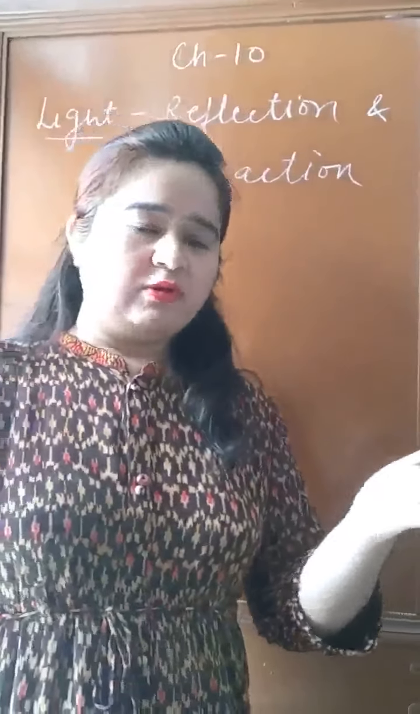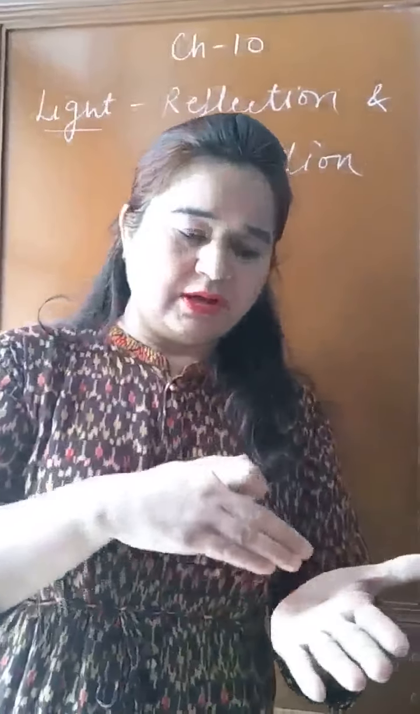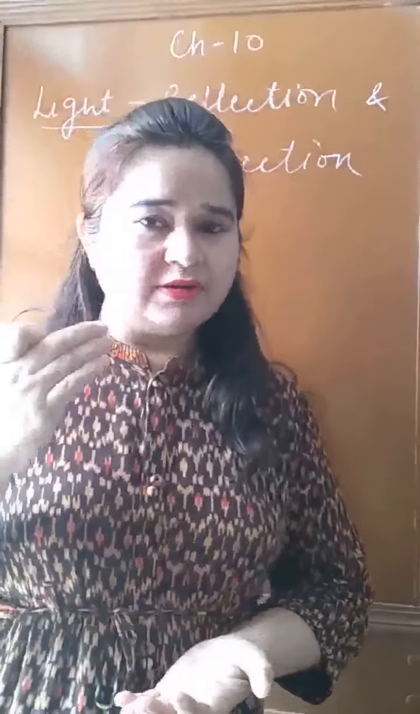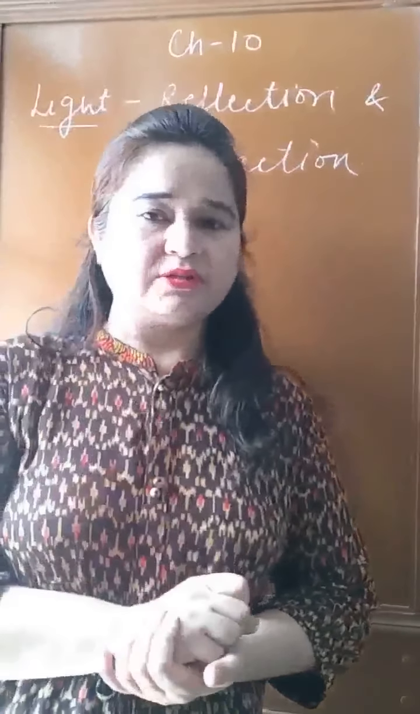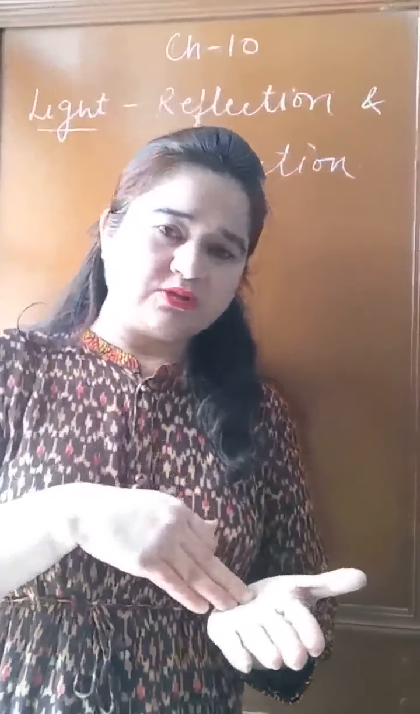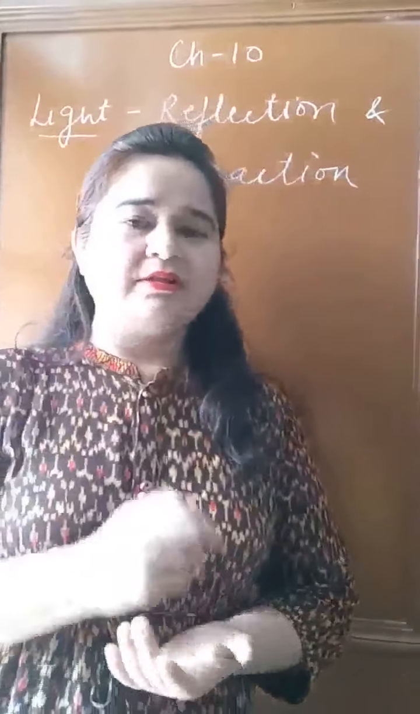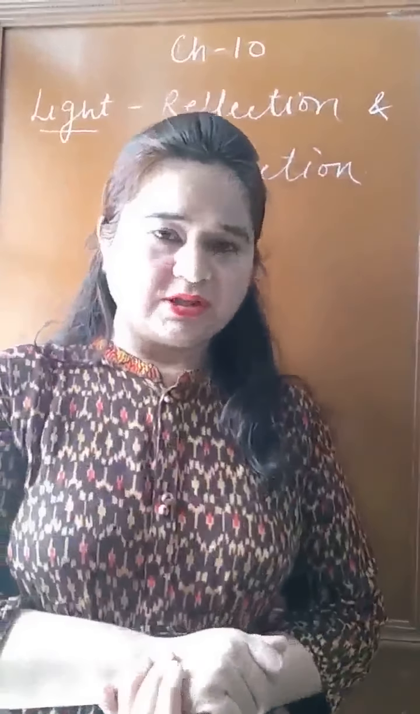When the light falls on the objects and the light is reflected back and reaches our eyes, then we can see the objects. जब light fall करती है objects के ऊपर and light वहाँ से reflect होकर हमारी eyes में पड़ती है, then we can see the objects.